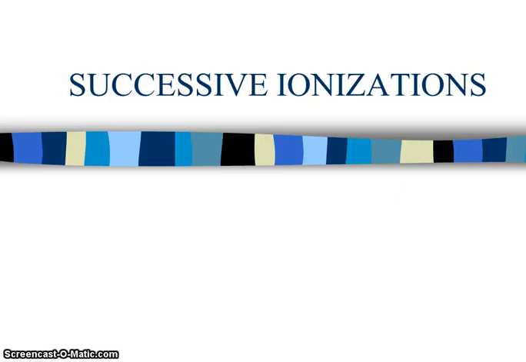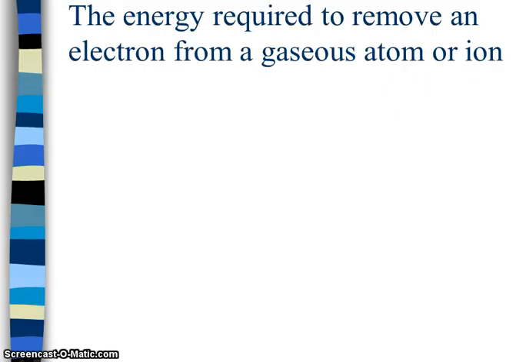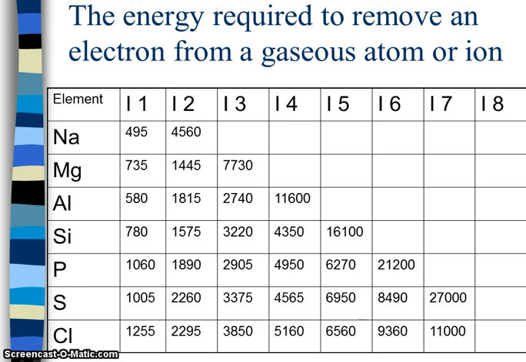Successive ionization energies. Remember that ionization energy is the energy required to remove an electron from a gaseous atom or ion. So let's look at a table that's going to help us to explain the trends for ionization energy. First of all, along the top of this table, we're listing the first ionization energy, followed by the second ionization energy, and the third, fourth, fifth, sixth, seventh, eighth. Okay, so those are our successive ionization energies.